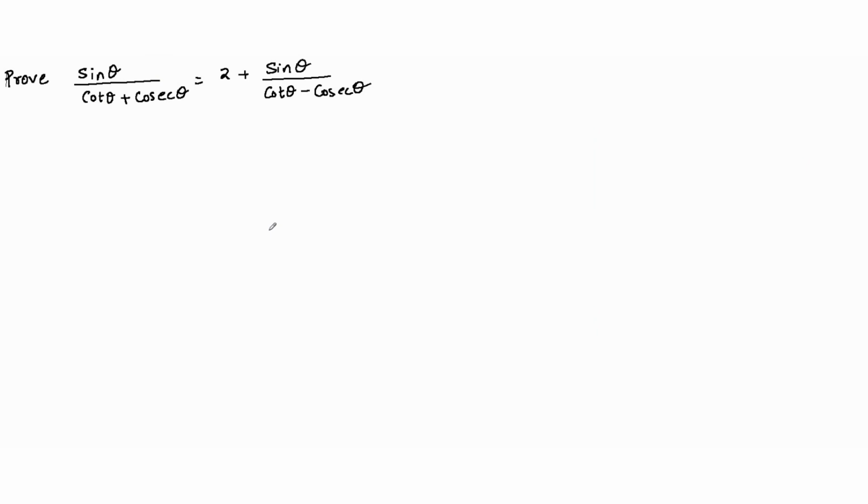Okay. So we have to prove that sine theta by cot theta plus cosec theta is equal to 2 plus sine theta upon cot theta minus cosec theta. I am aware of the identity 1 plus cot square theta is equal to cosec square theta, which means cosec square theta minus cot square theta is equal to 1, right?